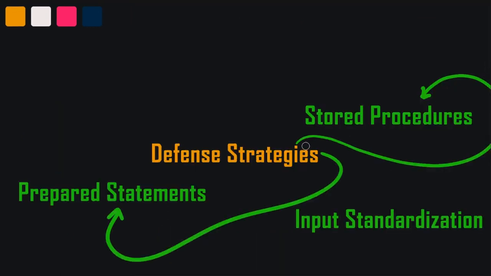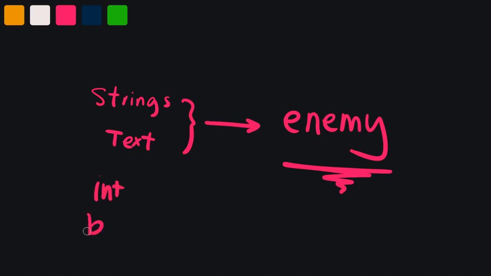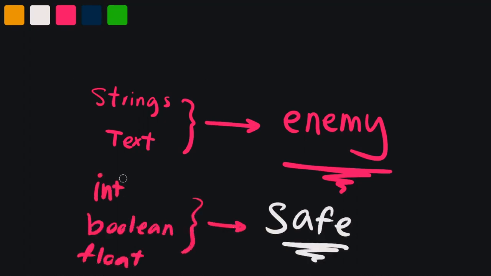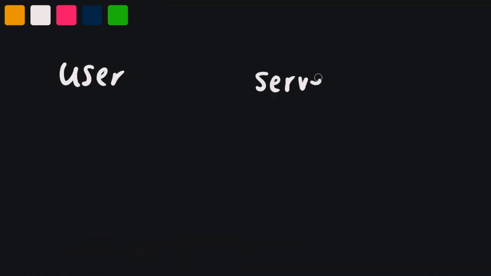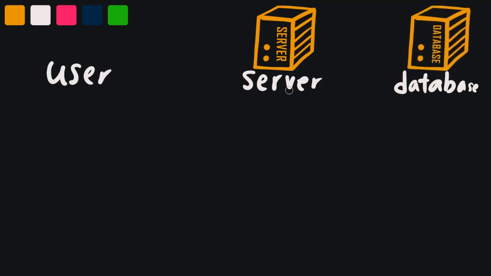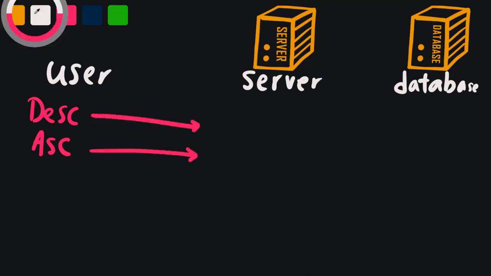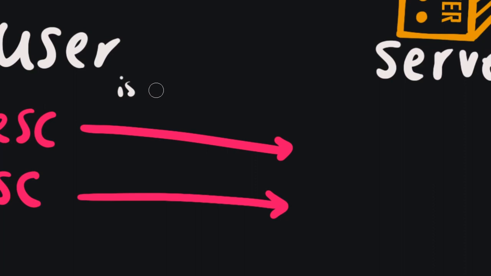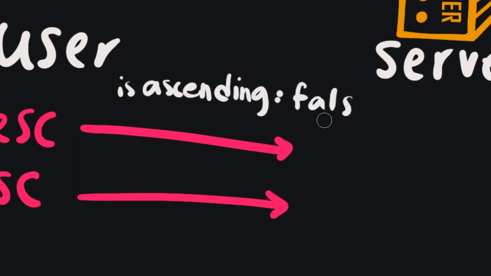The third defense strategy is about standardizing user inputs. Strings are the enemy. So if you absolutely have to use strings, you can convert them to other data types first. For example, if the ascending and descending order is supplied by the user, the best case scenario is to input an isAscending Boolean value. This makes the request lighter and increases performance, as well as making it impossible to inject anything.